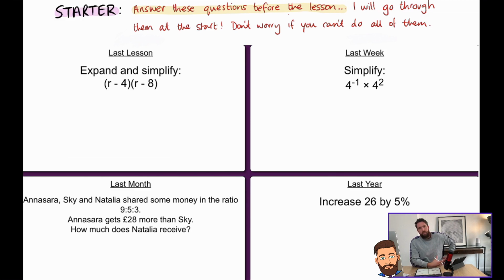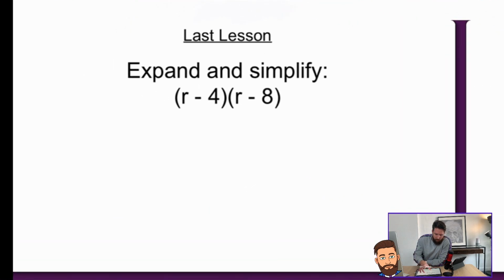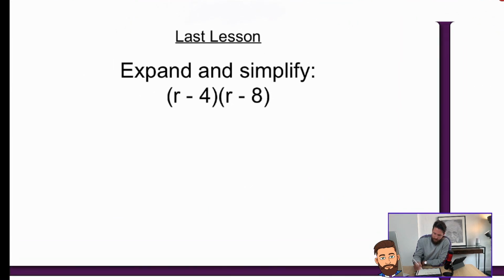This lesson will be appropriate for you if you are in Year 10 doing GCSE Higher, or also Year 9 or Year 8 in top set. Hopefully you managed to download the worksheets and have a go at these questions to start. I'll start by just going through the answers to these. Don't worry if you struggled on some of them, because I'm about to explain them now.